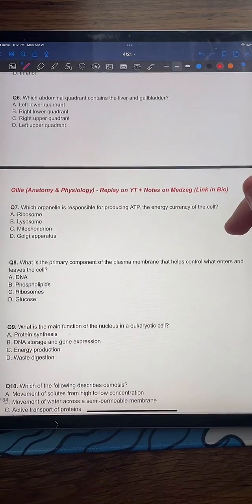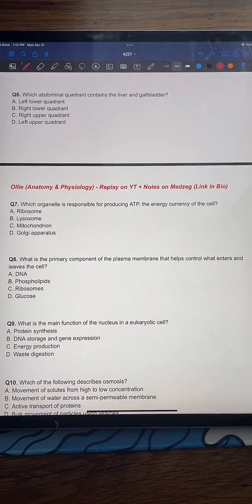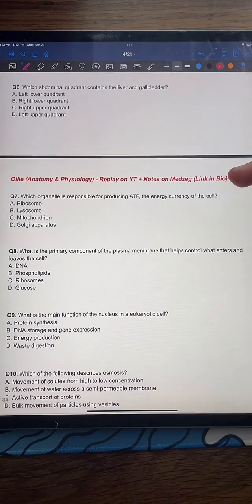Number 6. Which abdominal quadrant contains the liver and gallbladder?